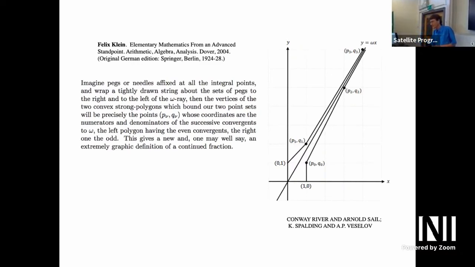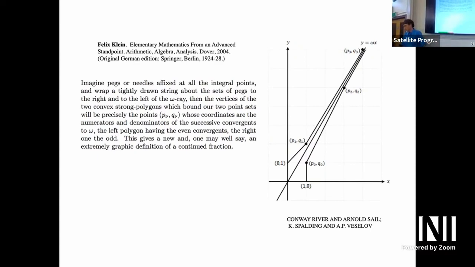Felix Klein, in the early 1900s, was sort of geometricizing everything. This is the way that he thought about elementary mathematics from an advanced standpoint. This is for sort of grade school teachers, and he was showing how to think about continued fraction expansions. The way he thought about it is, you take a lattice, just the integer lattice.